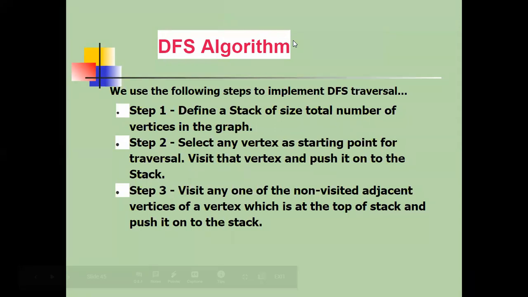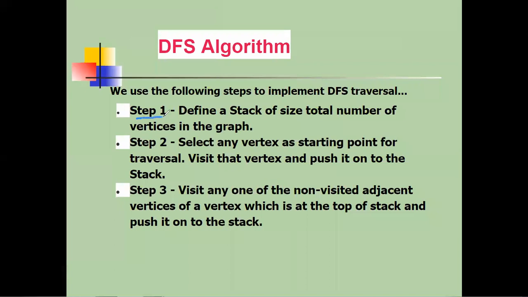So what is the first important part here? Step one will be to define a stack of size total number of vertices in the graph. Means we have to initialize the stack here like this one. Everyone knows the stack data structure. This is the structure of a stack, and a stack is a vertical array. Initially the stack has only one pointer, that is top. Initially we are initializing it to -1.